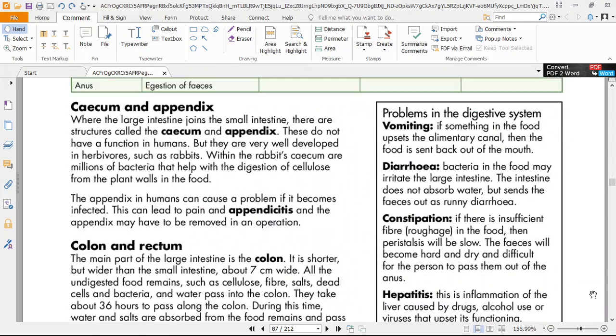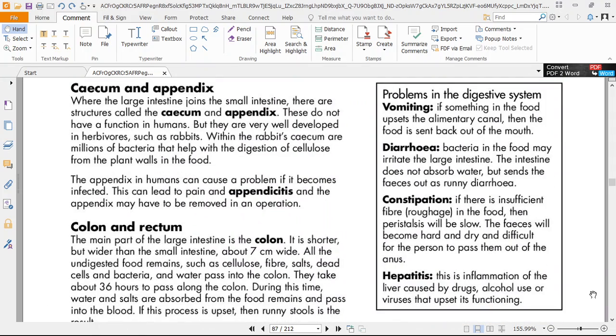Now, problems in the digestive system: vomiting. This is the reverse action of peristalsis. Instead of the esophagus moving the food downward, some chemical imbalance or abnormal problem occurs, and the muscles start to move in the opposite direction, hence the food substance that was in your stomach or esophagus going down comes back up.